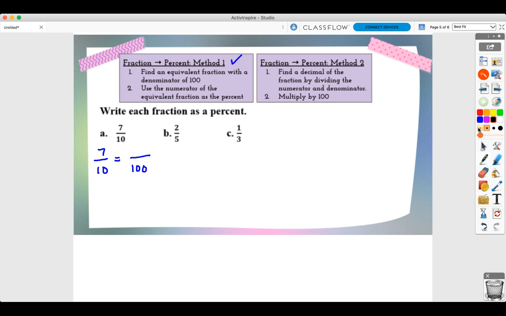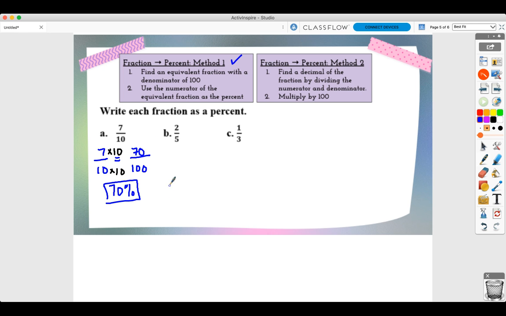So you're asking yourself, what am I multiplying to 10 to get to 100, which is 10? That means you have to do the same thing to the top. And you're going to end up getting 70. And now we have it in fractional form, okay? The fraction is 70 over 100, and the reason you're putting it over 100 is because every percent is that number over 100. So this is going to be 70%.